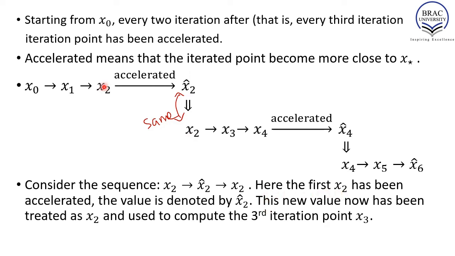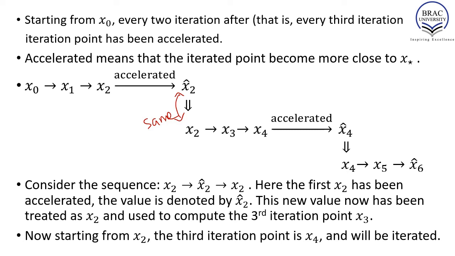Here the first x2, meaning this x2, has been accelerated to get x2 hat. This new value, x2 hat, has been treated like x2. That means these two are the same. And then from here we apply the third iteration to get our x3. That's how it works. So starting from x0, we get x2 after the third iteration, and then from there the next third iteration gives you x4, and the next third iteration gives you x6, and so on.